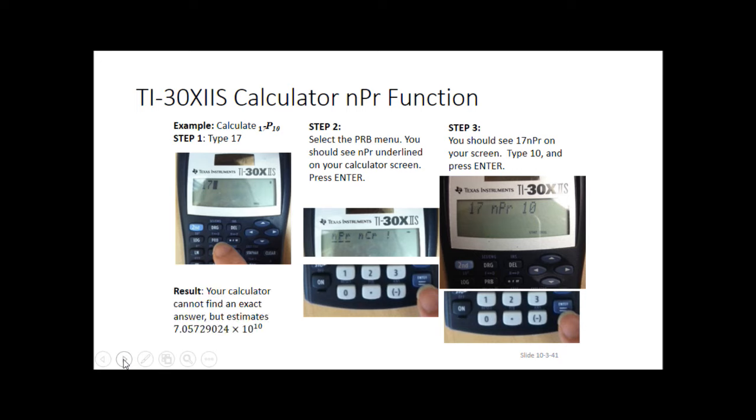Now, this is a particularly huge number, and so your calculator is not going to be able to give you an exact answer. What it will give you is a number in scientific notation. So what you're seeing on your screen, if you've tried this at home, is what is referred to as scientific notation. It's some number, in this case 7.05729024, and then it tells you what power of 10 it's being multiplied by, 10 to the 10th power in this case.